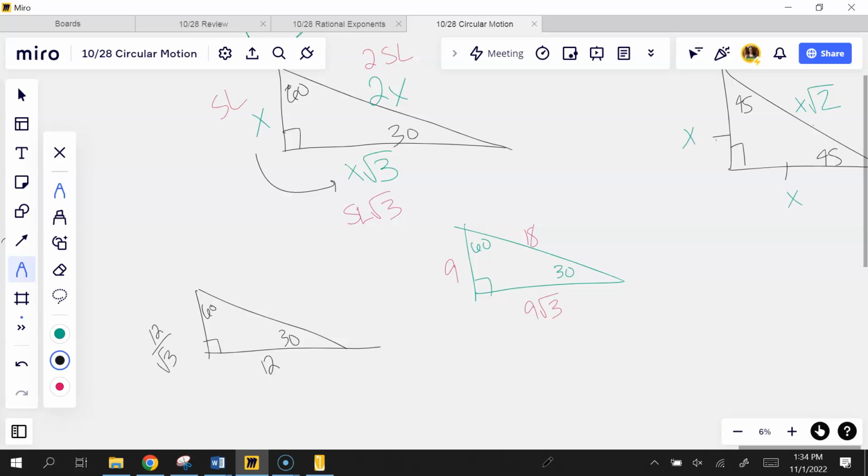I can't leave that radical in the bottom. Gross. So I end up with 12 root 3 over 3, which is 4 times the square root of 3. Now how do I get to the hypotenuse from there? Multiply it by 2. No, you can't leave that in the bottom. And there's a reason, and we'll get to it really soon.